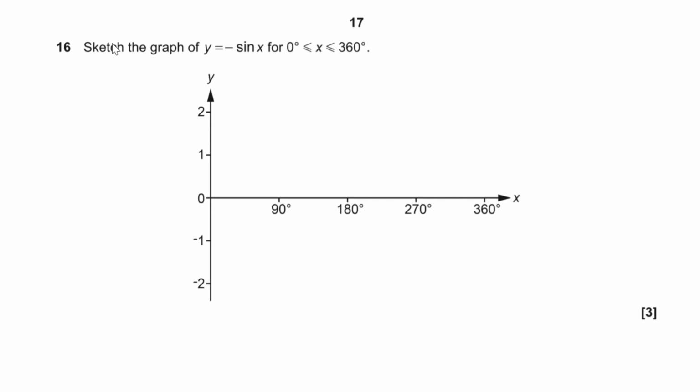Question number 16, we have to sketch the graph of y equals minus sine x, where x is in between 0 and 360. Well, if we were to sketch the graph of sine x, it starts off at 0. We've got a maximum of 1 over here somewhere. Then we go back down to 0. And here we go back to minus 1. And then we go back up to 360. So let's join this up with a smooth curve.